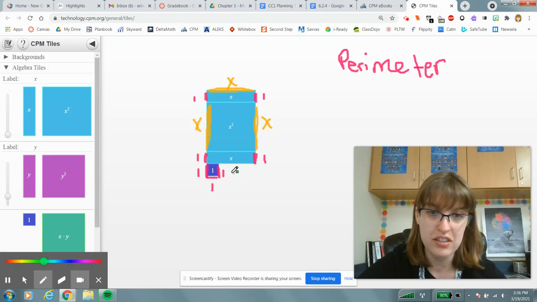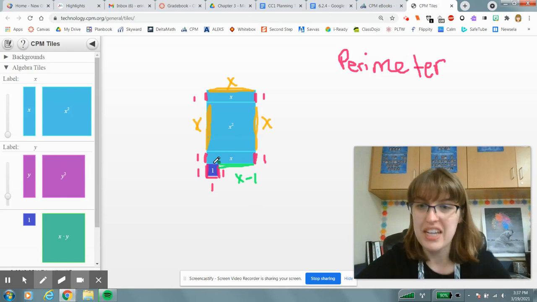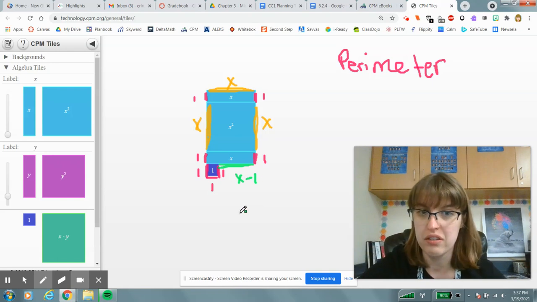So I need a new color. This right here, that's X minus 1. Because right here, that filling in that extra space, that's 1. So I'm taking the X that I have and I'm taking away 1 from it. So it's X minus 1.